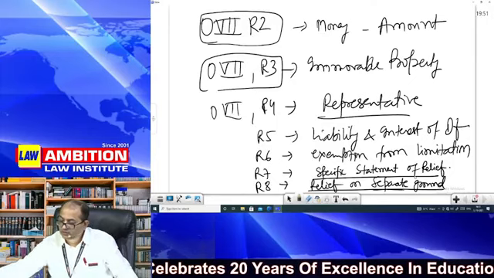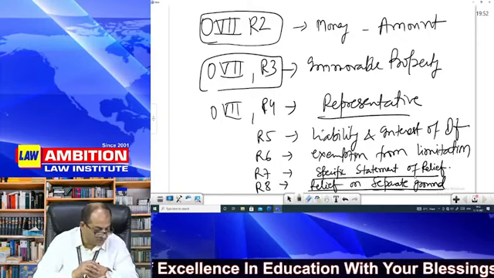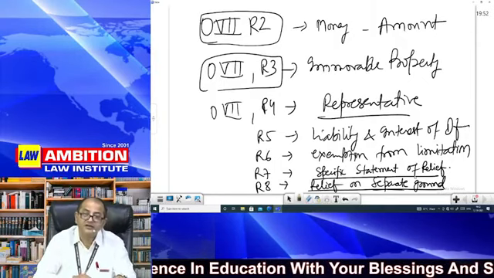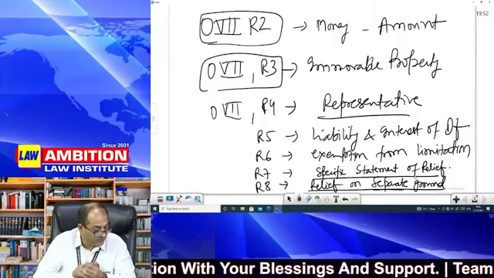You cannot get a relief if you do not mention the exact description of property. Exact description of suit property is must.